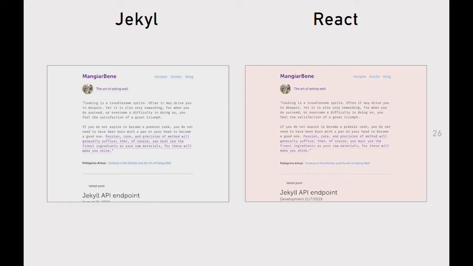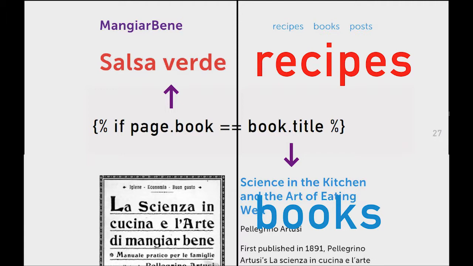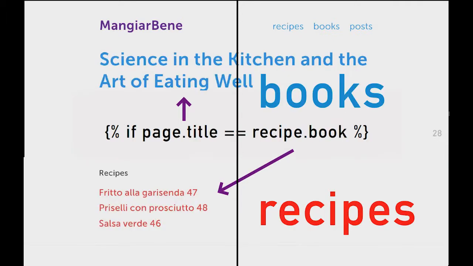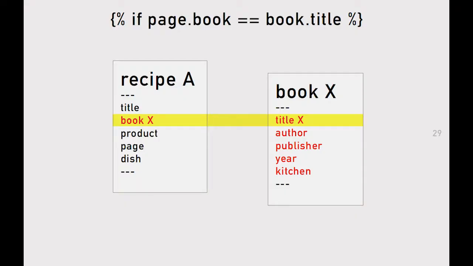In Jekyll, it is possible to relate collections and posts from the content of the YAML front matter blocks. We can call the recipes and add the book data to each recipe. Likewise, we can call the books and add the recipes that belong to a book. Both result in a data schema that is similar to the many-to-many relationships used in databases.